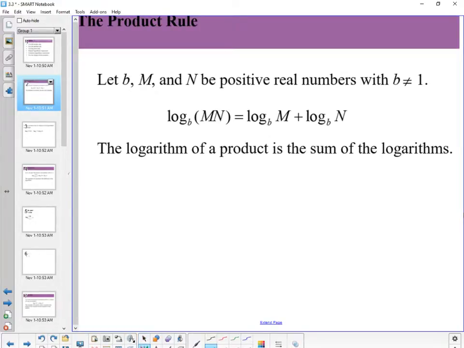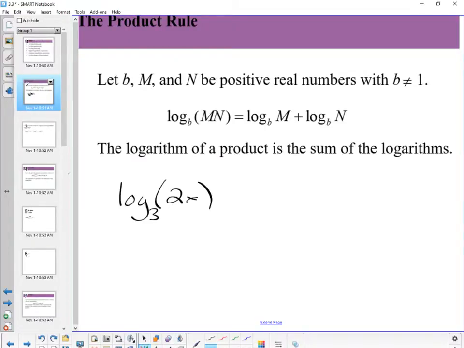Go back. It's just properties. We're just going to do properties today, okay? So let me tell you what I mean with this problem. When we're talking about the product, let's say that we had the log base 3 of 2x. Log base 3 of 2x.